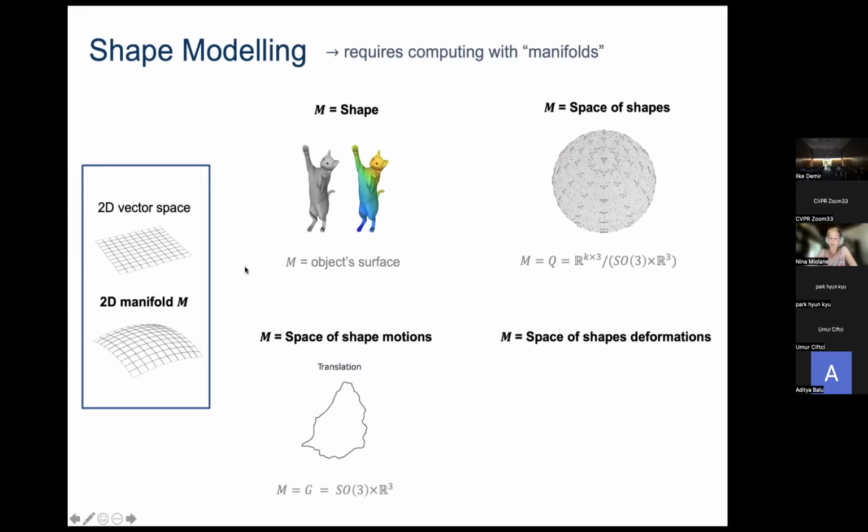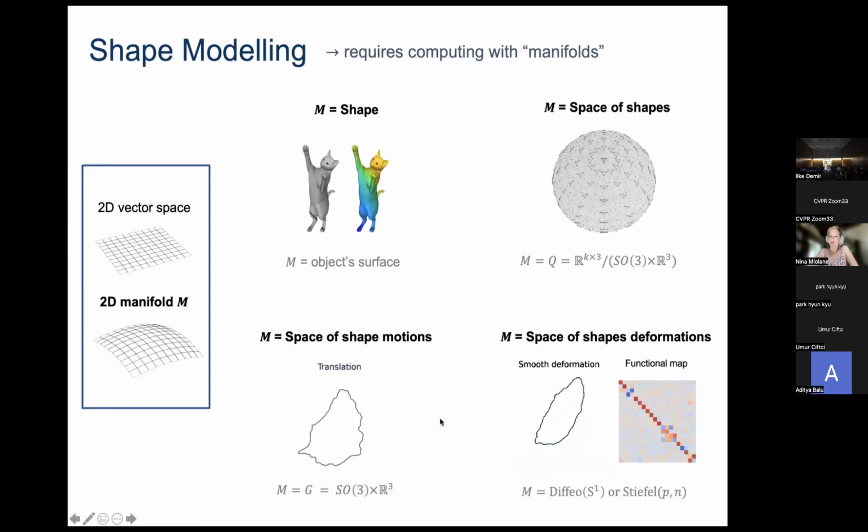Continuing, you could be interested in the space of shape motions. For example, how a shape translates and rotates. Here you have a cancer cell translating and rotating. If you want to do statistics on all the possible motions that your shape can perform, then you're doing statistics, again, on a manifold M. That is, this time, the space of shape motions.